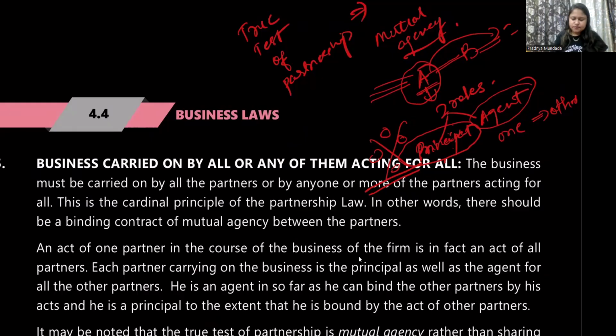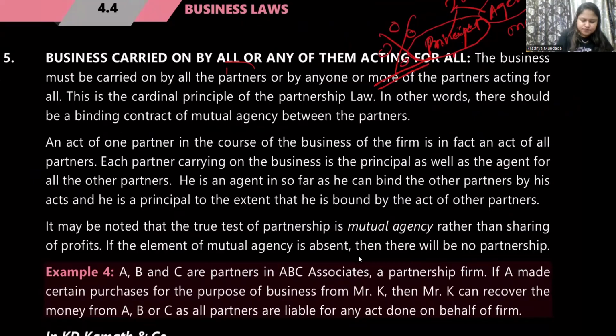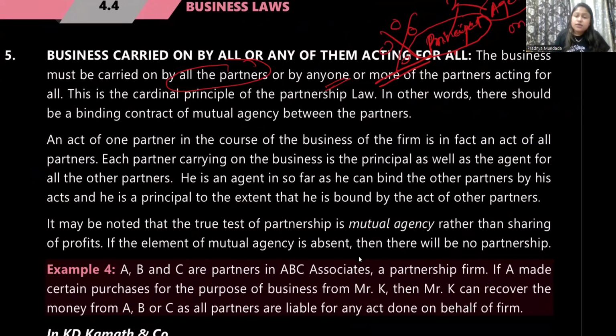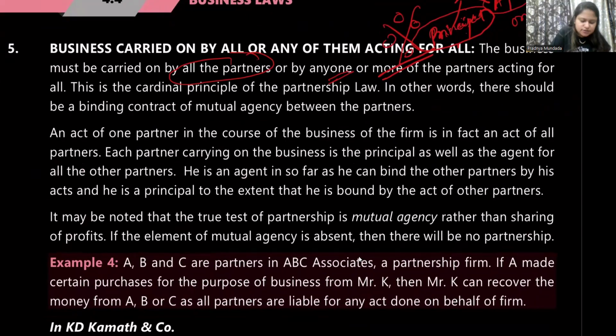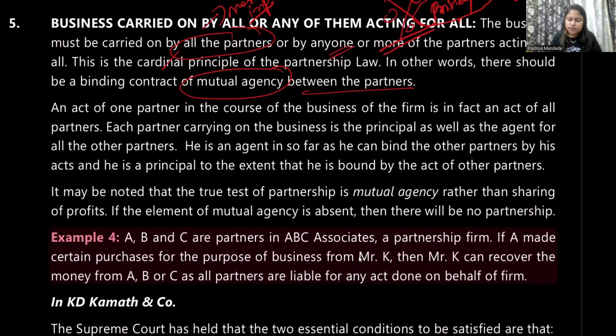or all of them acting for each other. So they say the business must be carried on by all the partners or by any one or more of the partners acting for all. This is the cardinal, cardinal means most important, principle of the partnership law. In other words, there should be a binding contract of mutual agency between the partners. An act of one partner in the course of business of the firm is in fact an act of all the partners. So when A does something, it is as good as A, B, C have done together.